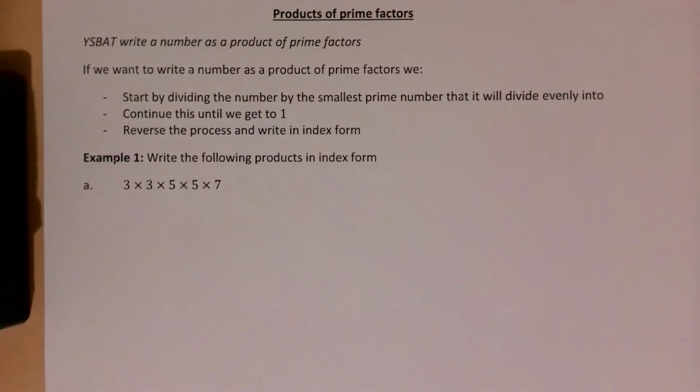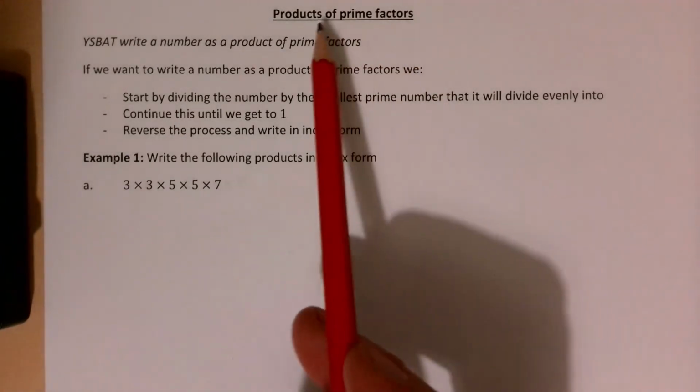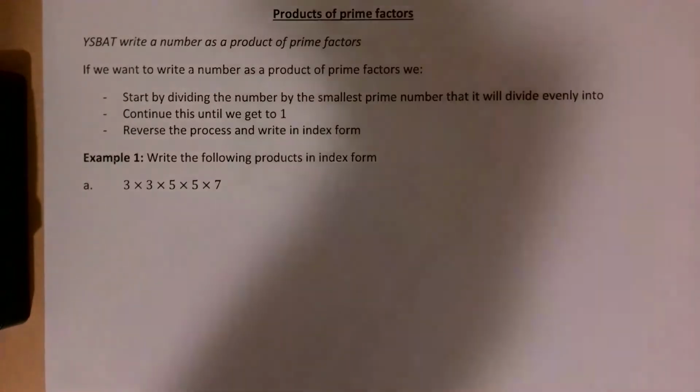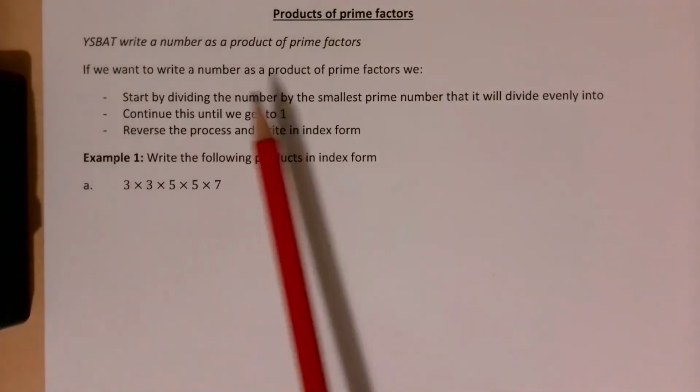Okay, so we're going to be writing numbers as products of prime factors. We know all these things. Product means multiplied. Prime, we've just done that as well, prime numbers. And factor is a number that multiplies into it. So we want to write a number as a product of prime factors.